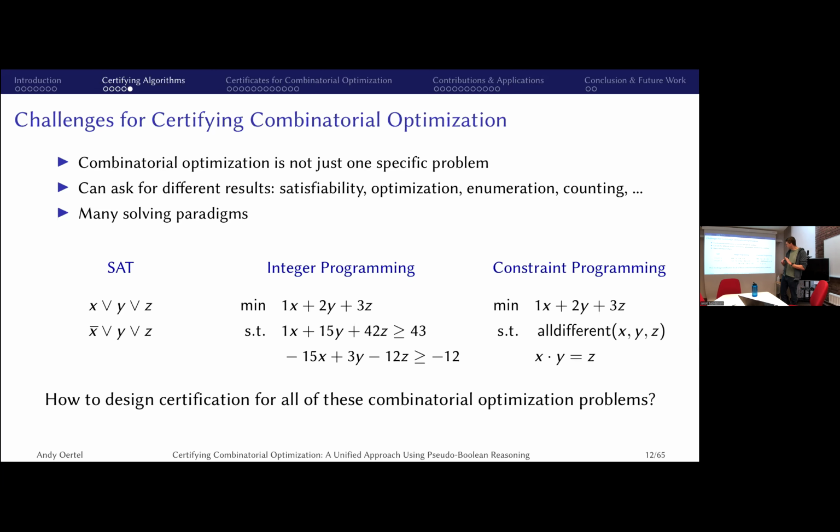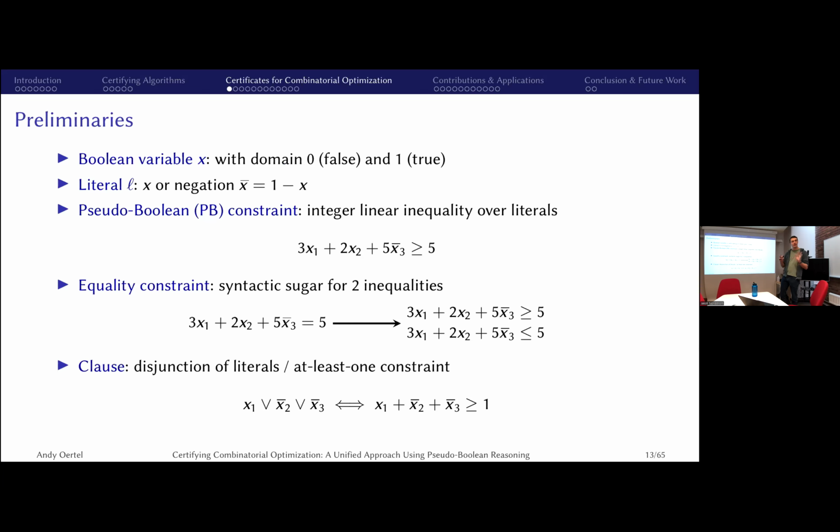Before we get to this, let me just talk about some preliminaries. As I told you before, we will encode things as pseudo-Boolean optimization problems. So here are some preliminaries for pseudo-Boolean optimization. Our variables are Boolean variables, so they have domain 0 and 1, where we associate 0 with false and 1 with true. We can define a literal to be a variable itself, or its negation x bar, and the negation is just 1 minus x.